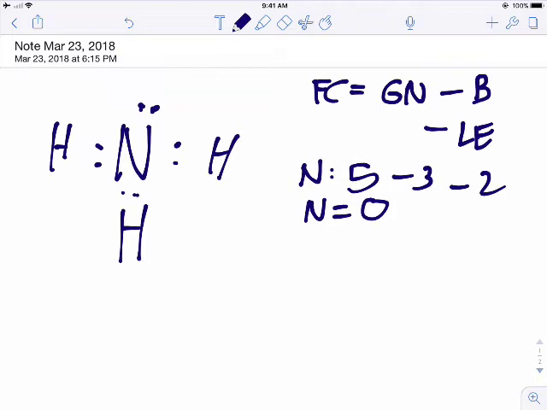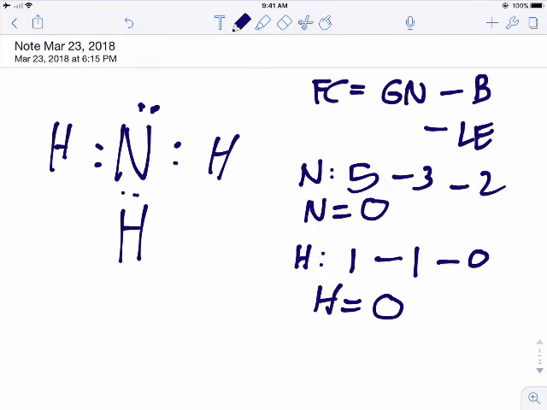Okay? We can do the same for hydrogen. Hydrogen is group number 1. Subtract off 1 bond. Subtract off no lone electrons. Hydrogen's formal charge in ammonia is 0. Okay? That's basically a good thing. That means that this molecule is fairly stable.